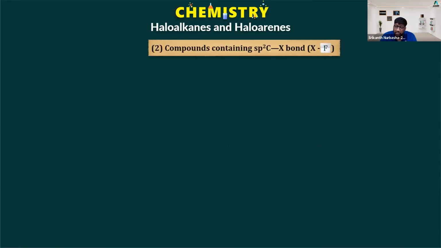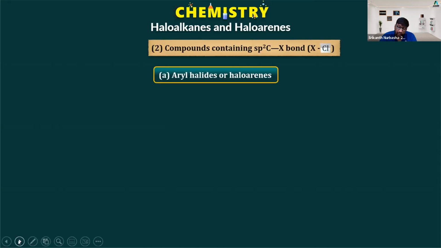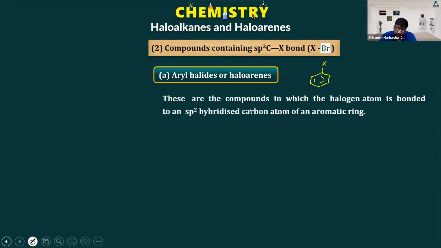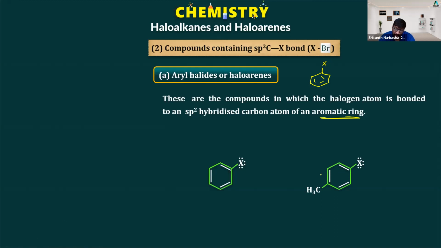Next, compounds containing an sp2 hybridized carbon connected to halogen: aryl halides or haloarenes. Aryl halides or haloarenes have a halogen atom directly connected to a benzene ring. These are compounds in which the halogen atom is bonded to an sp2 hybridized carbon atom of an aromatic ring. These are all your aryl halides.